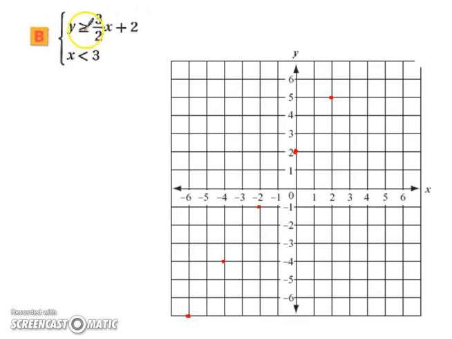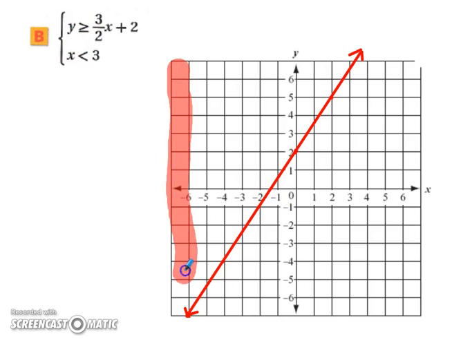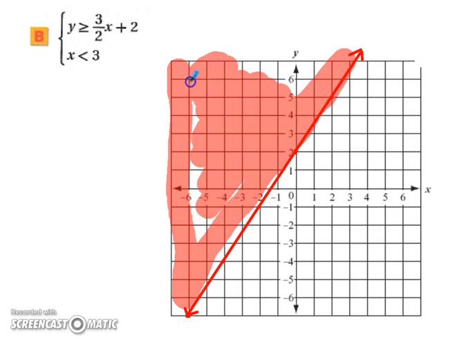And it's going to be a solid line. So we have our solid line. And now we need to decide whether we're going to shade above or below. Well, since y is greater, we're going to shade above. So let's do this next one in green.